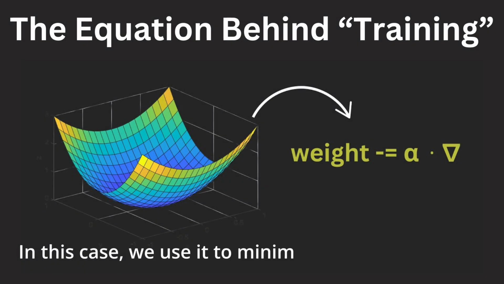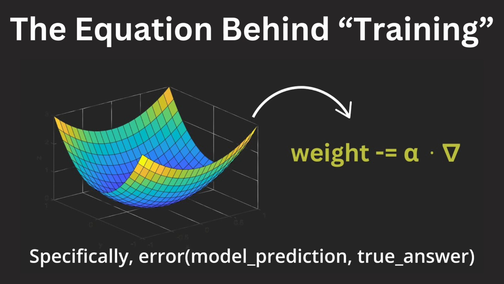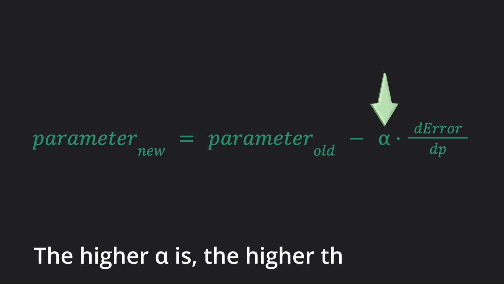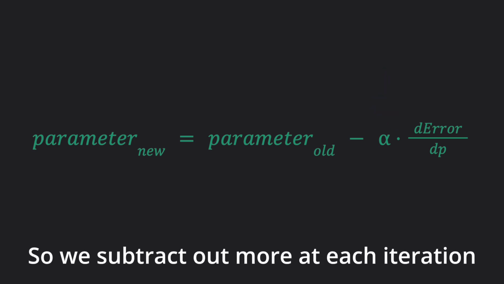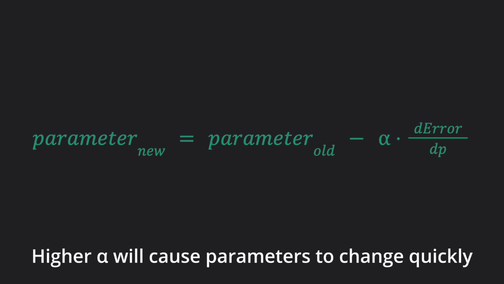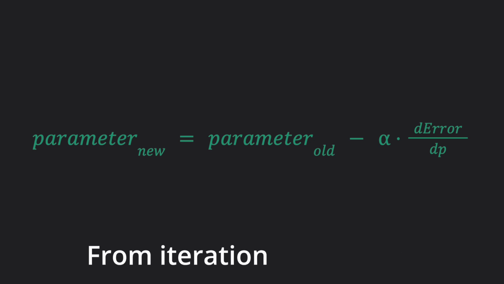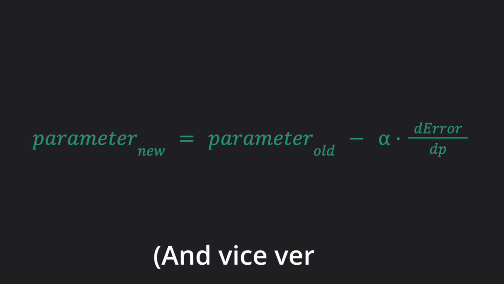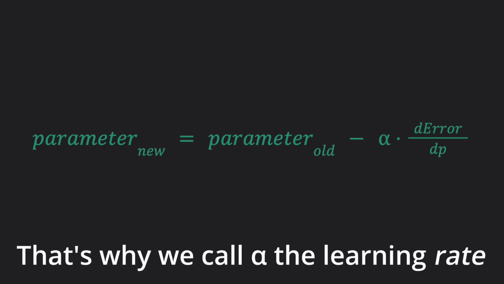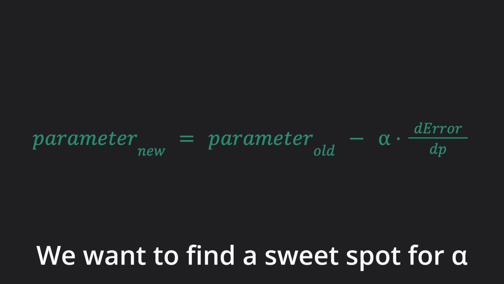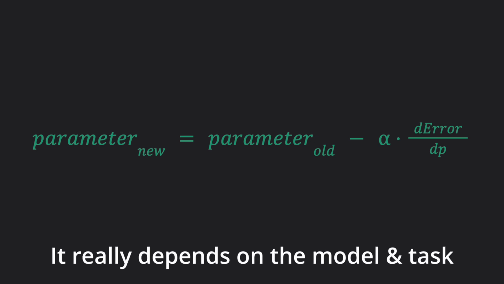In this case, we use it to minimize the error function, specifically the error between the model's predictions and the true answers. The higher alpha is, the higher the product is. So we are subtracting out a greater number at each iteration. Higher alpha will cause parameters to change quickly from iteration to iteration, and vice versa. That's why we call it the learning rate. We want to find a sweet spot for alpha, and it depends on the model we're training.